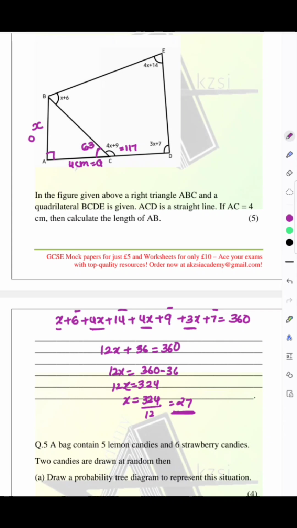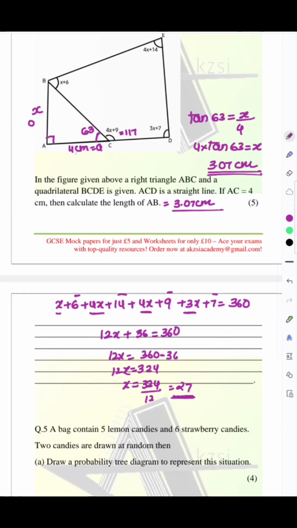So which trigonometric ratio connects adjacent and opposite? That's tan. So we have to apply tan 63 equals opposite, which is x, over adjacent, which is 4. So tan 63 is 1.96, multiplied by 4. So I multiply 4 times tan 63 to get x, and using a calculator I'll get 3.07 centimeters. So the length of AB is 3.07 centimeters.